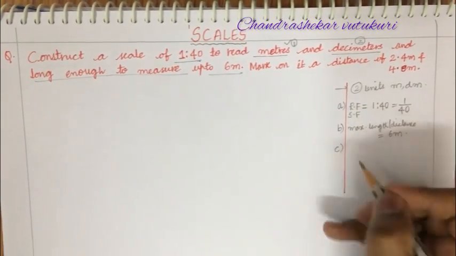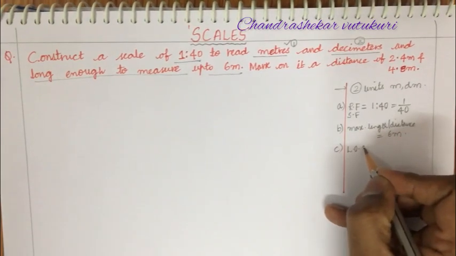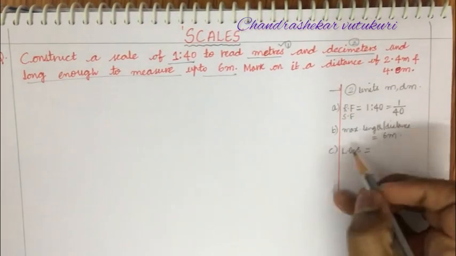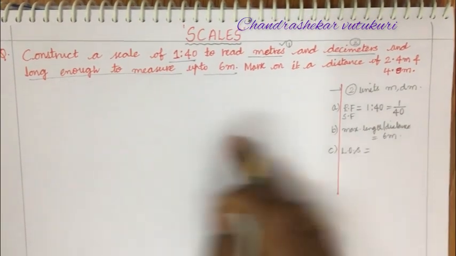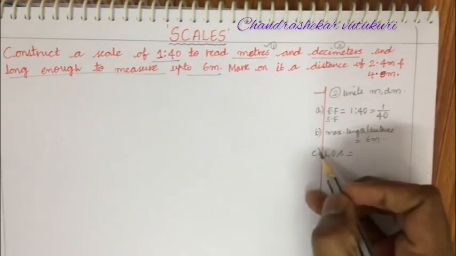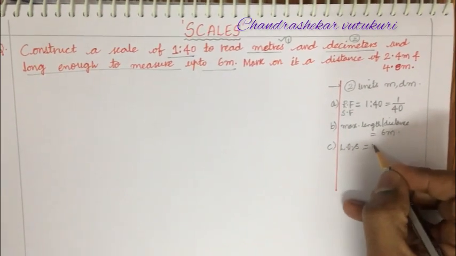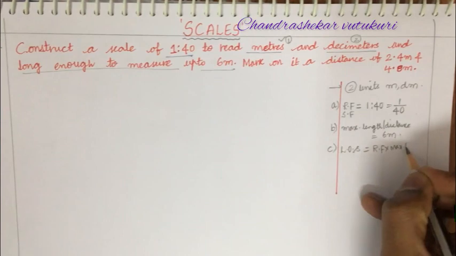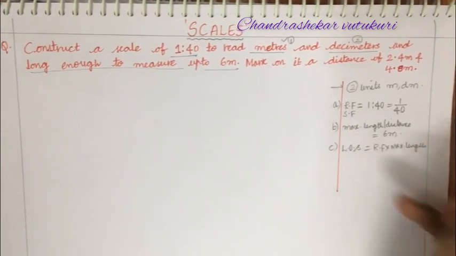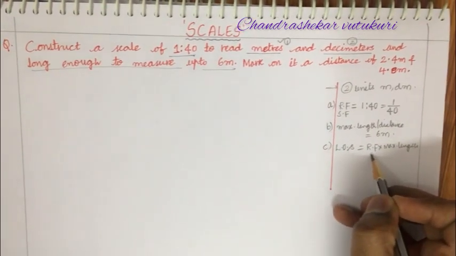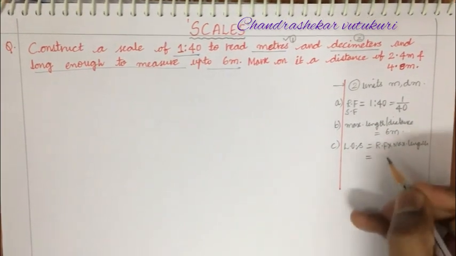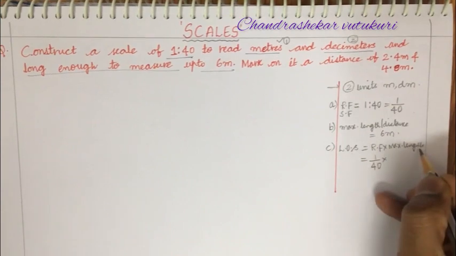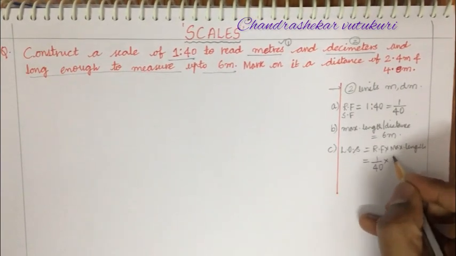Later, you are supposed to work out the length of the scale. I cannot plot 6 meter on my drawing sheet, so I need to work out the length of the scale which I need to plot on the drawing sheet. So, the length of the scale is given as RF into the maximum length, the maximum length which we are going to measure. So, what is RF here? RF is given as 1/40 and the maximum length or the maximum distance is given as 6 meter.